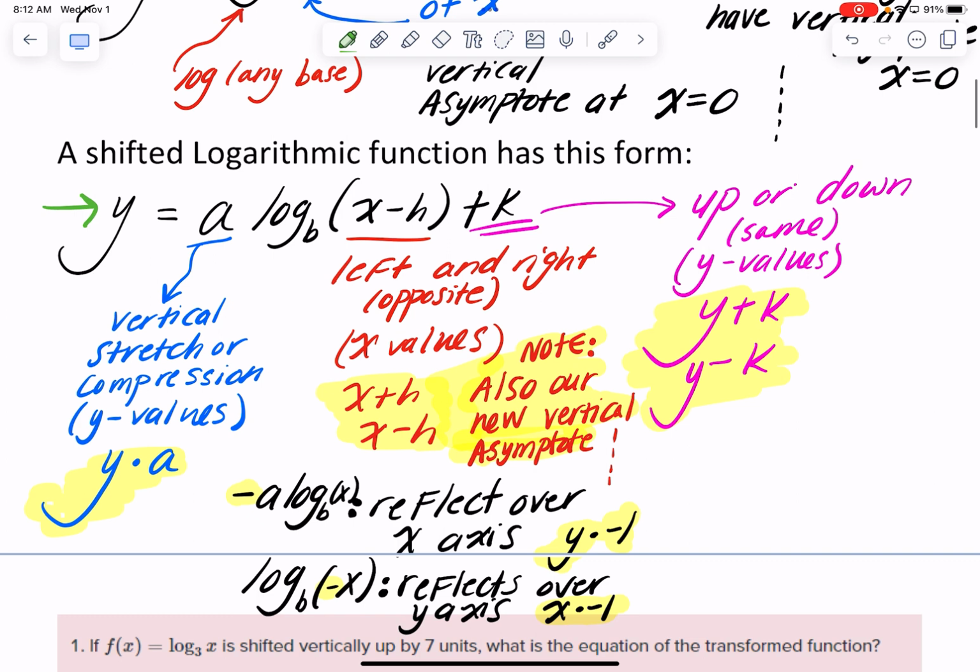And we know that affects our y values. What's nice is this is the same all year. Shifts don't change no matter what type of function we're dealing with. Then we know shifts left and right are grouped in with x. We go opposite of the sign. That will affect our x values.